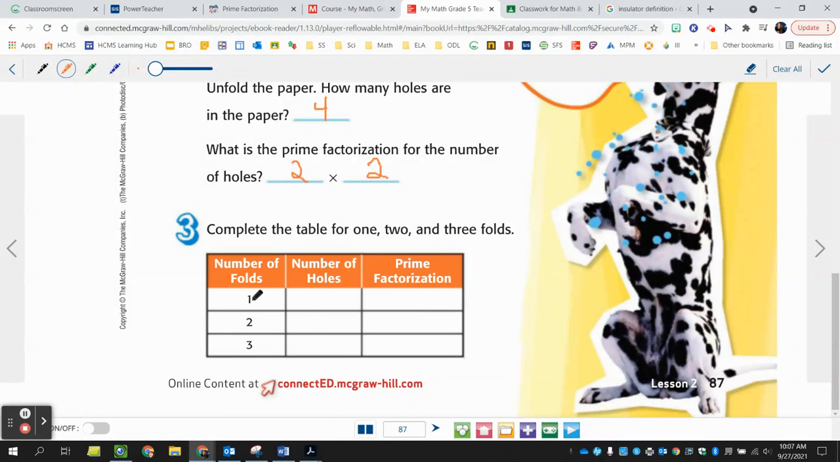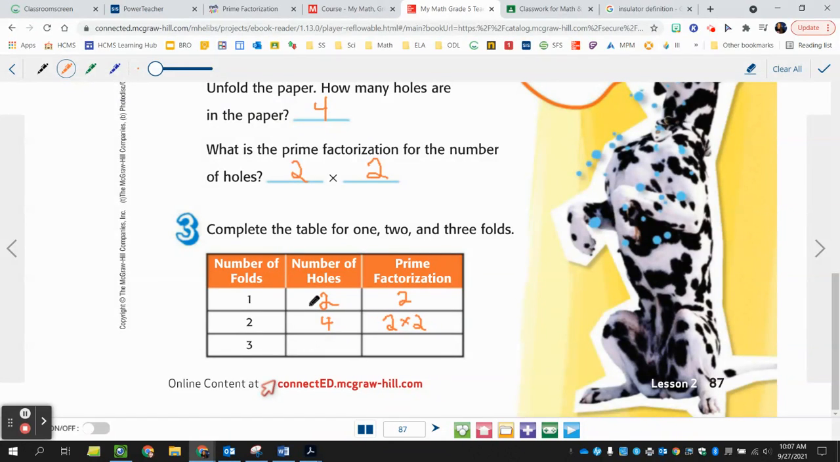So number of folds. 1 fold, 1 hole, my prime factorization is 2. I folded it twice. I'm sorry, this isn't number of holes we punched, but number of holes after we punched. So when we punched it twice, we had 4 holes. So we break that down, 2 times 2.